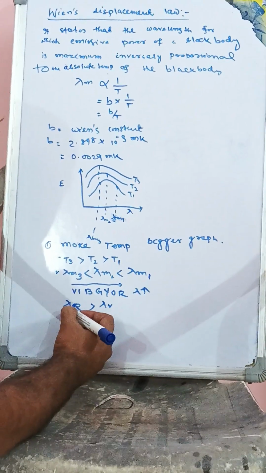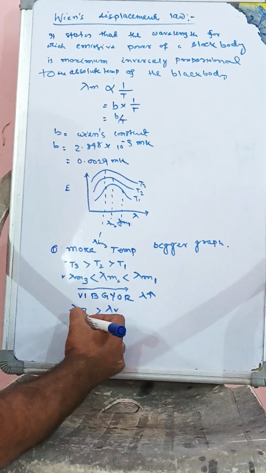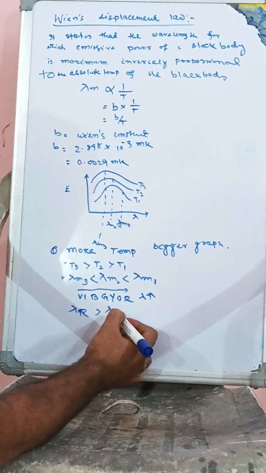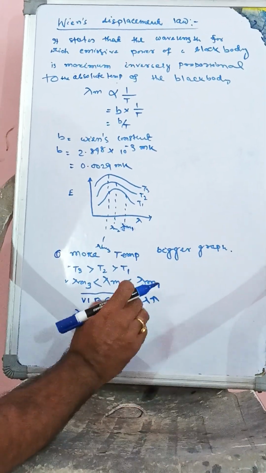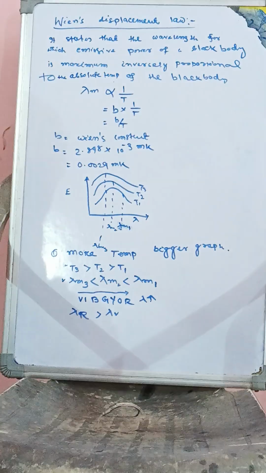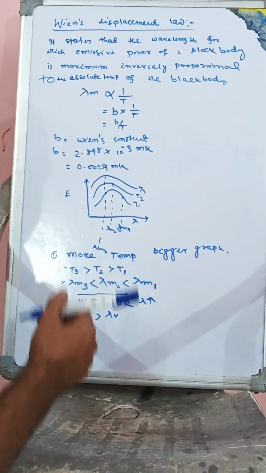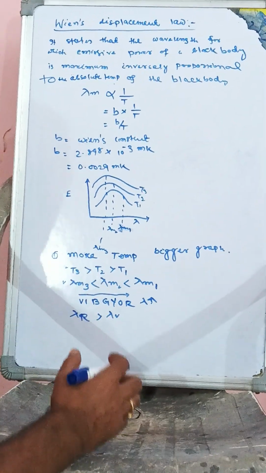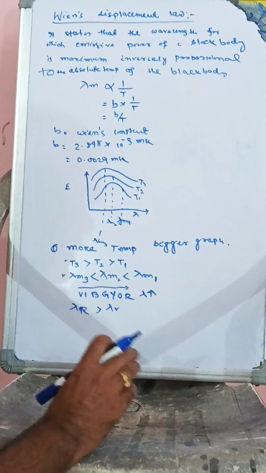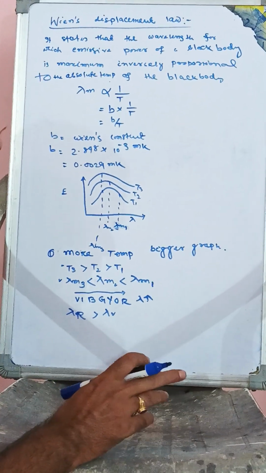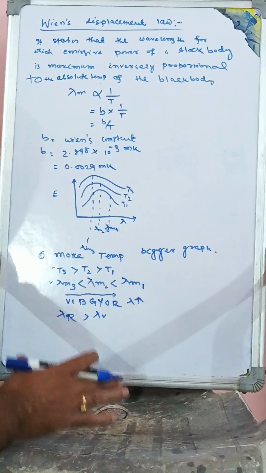When we increase the temperature, the peak shifts from lower temperature to higher temperature. That is all about Wien's displacement law. It states that the wavelength for which the emissive power of a black body is maximum is inversely proportional to the absolute temperature of the black body. That is called Wien's law.